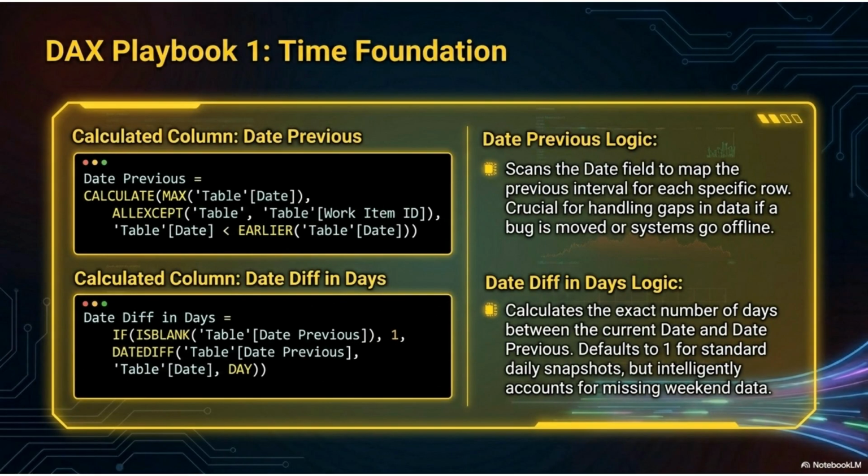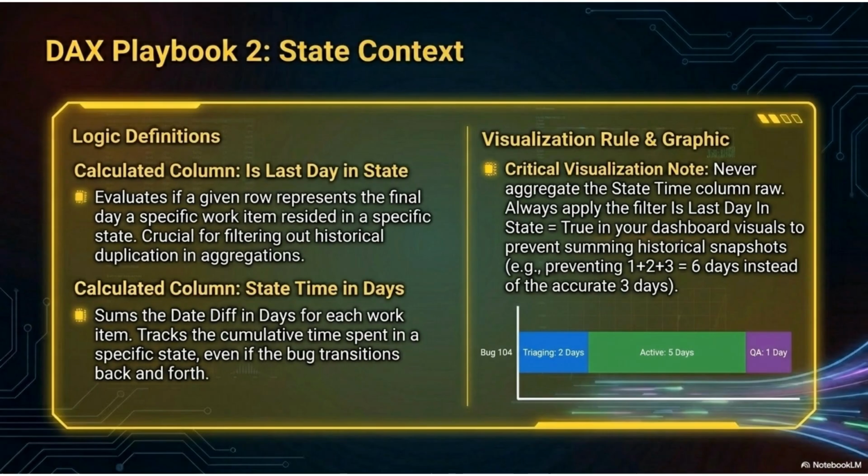DAX Playbook 1 focuses on the time foundation. The date previous column maps the previous interval for each row. The date diff in days column calculates the number of days between the current and previous date, accounting for missing weekend data. DAX Playbook 2 addresses state context.